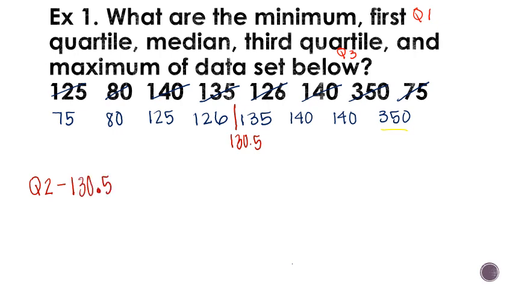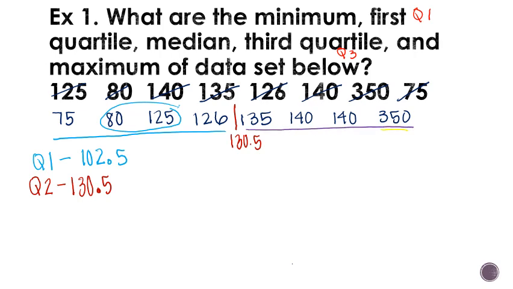Okay, then to find Q1, you're going to look at the rest of these over here on this side and find the median on that side. So these two would be the middle. So you would add them up and divide them by 2. So your Q1 is 102.5. Then you're going to do the same thing over here to find your Q3. The middle is that, add them up and divide it by 2. You're going to get 140.